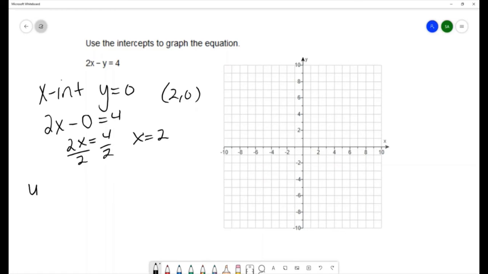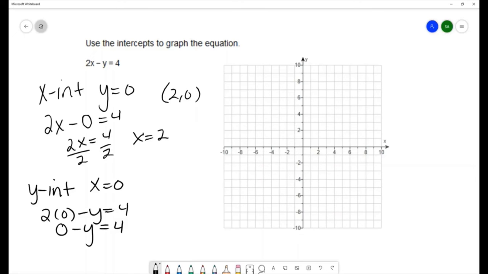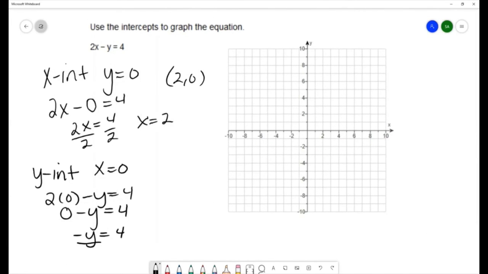Then I want to find the y-intercept. You can find a y-intercept by letting x equal 0. Substituting a 0 in for x would give me 2 times 0 minus y equals 4. 2 times 0 is 0, and 0 minus y is negative y. I would divide both sides by negative 1 to give me y equals negative 4. The ordered pair (0, -4) is the y-intercept.